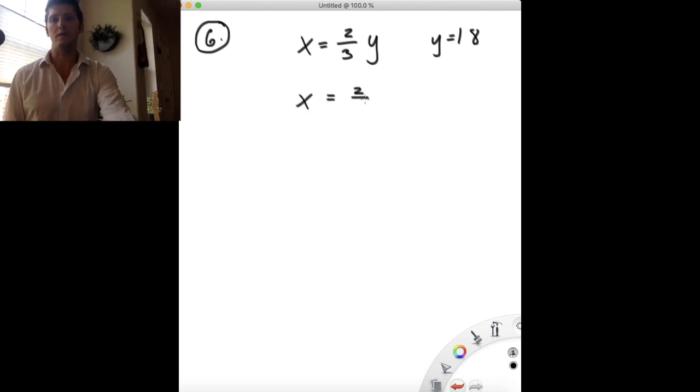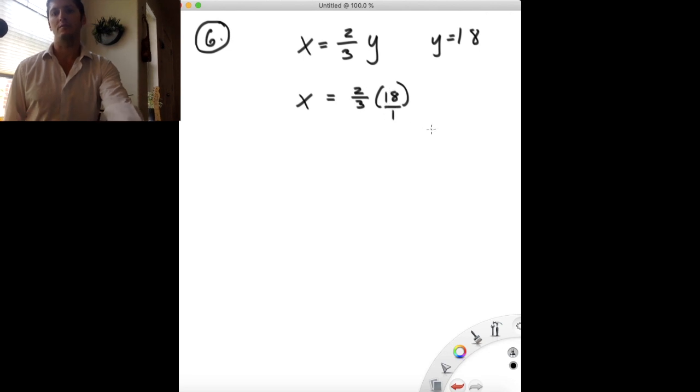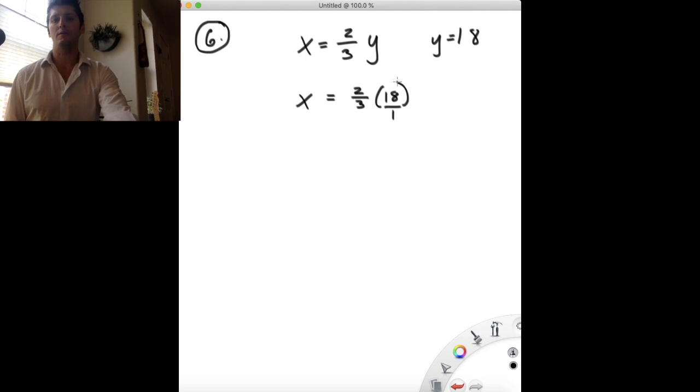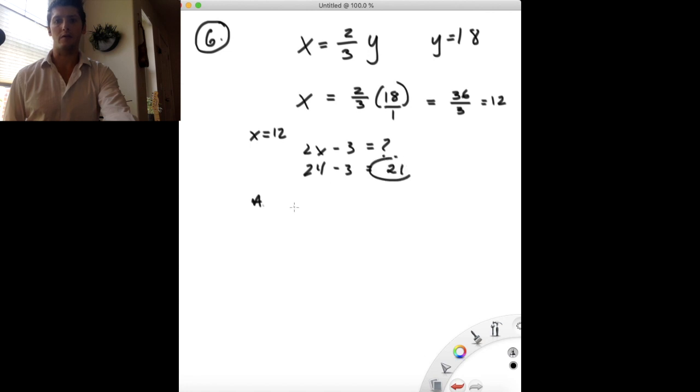the move would be to put 18 in the place of y. And remember, when you multiply a fraction times just a number, it's really like 2 times 18 over 3 times 1. So that would be equal to what, 36 over 3, which is equal to 12. X is 12, but that's not the right answer, because they want to know what 2x minus 3 equals. So x is 12, but 2x minus 3 would be 24 minus 3, or 21.